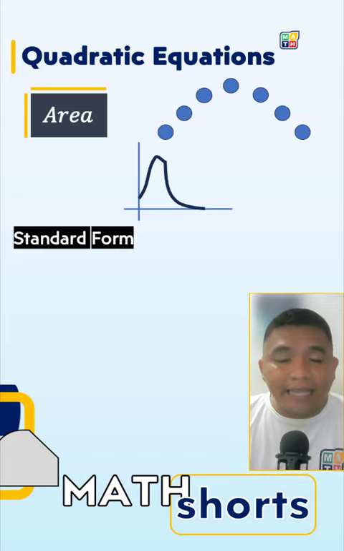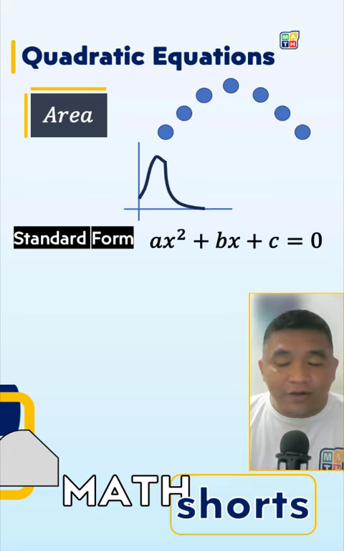First is its standard form. The standard form of a quadratic equation is ax squared plus bx plus c equals 0. This is very important in learning all the necessary things about quadratic equations.